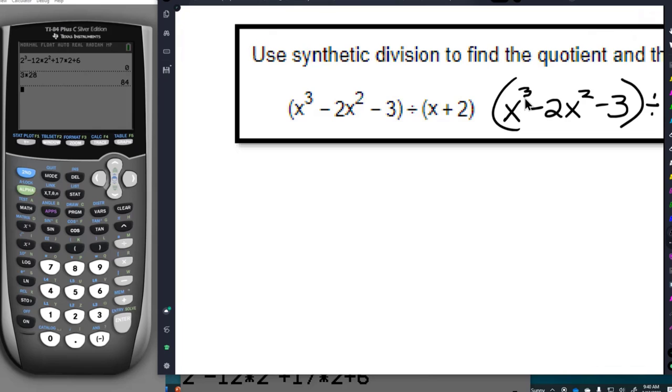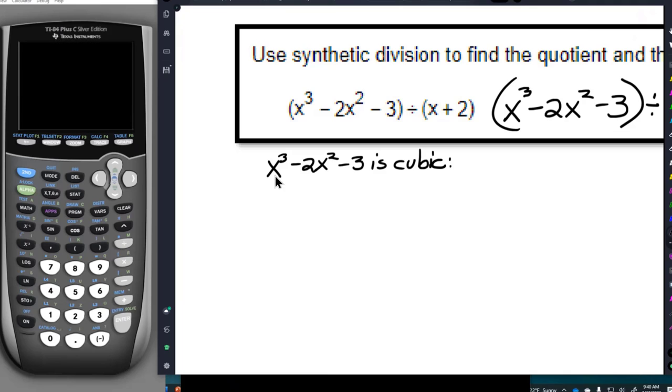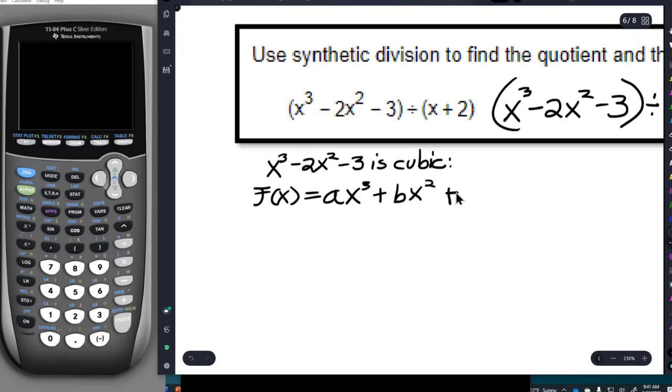What I see immediately is that this is a cubic function. X to the third minus 2x squared minus 3 is cubic. There's a formula for cubic functions that's very, very similar to the formula for quadratic functions. Okay, so the formula is f of x equals ax cubed plus bx squared plus cx plus d. Because we're starting with a 3, we go down to 2, we go down to 1, and then we have the constant at the end. So let's write this in this form.